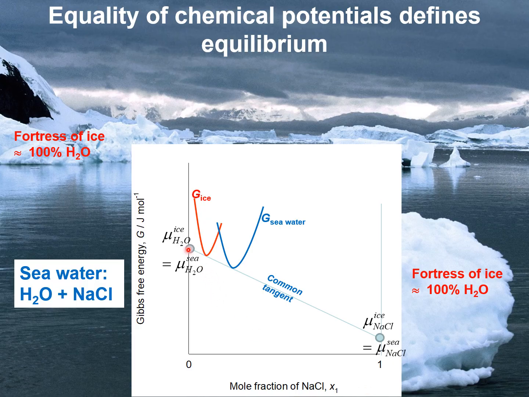What we note is that there is equilibrium between the ice fortresses and seawater, but this equilibrium corresponds to significant differences in the salt concentration in the ice fortress and in seawater. This example underscores the fact that the mole fraction differences or mole fraction gradients are not the proper driving forces for molecular diffusion.